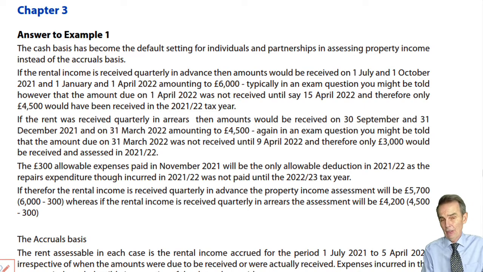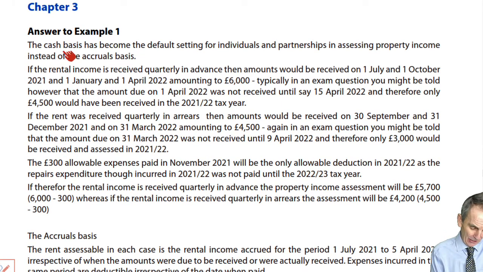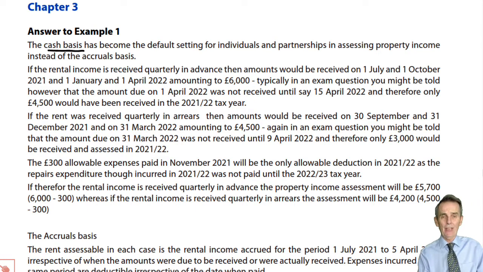Okay, let's see what we've got here, therefore, in answer to this first example in Chapter 3, and firstly dealing with the cash basis. As we know, the cash basis has become the default setting for individuals, whether that's an individual or a partner or a partnership, indeed, in assessing property income. And that's replaced the accruals basis, though, as we saw, the accruals basis may be elected for by the taxpayer, or of course becomes compulsory should that rental income exceed £150,000.